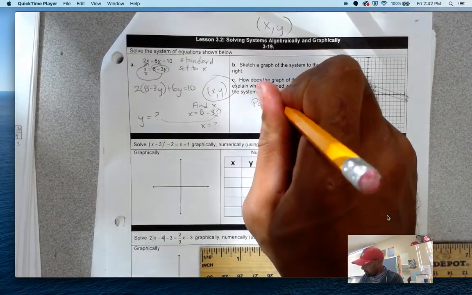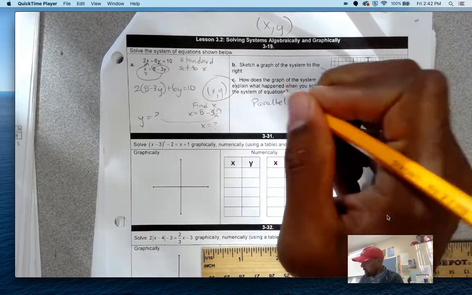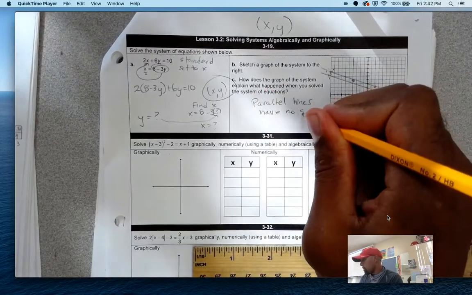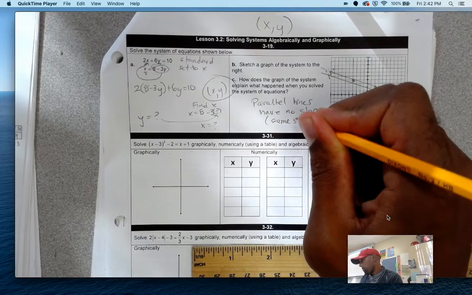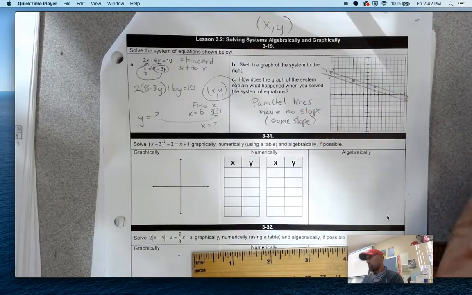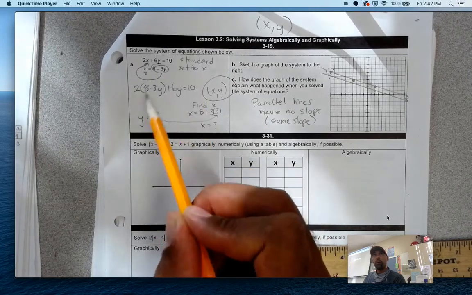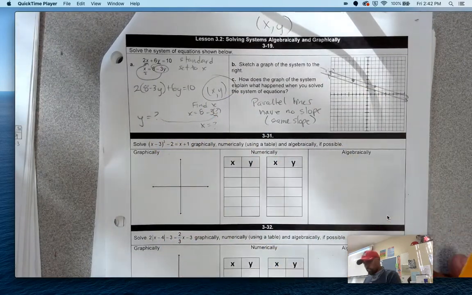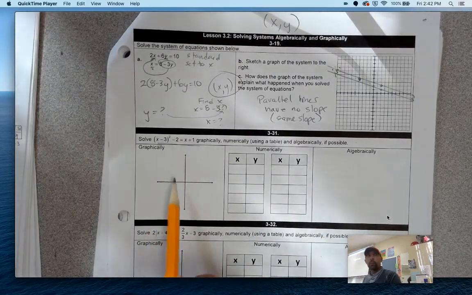Parallel lines, sorry, that's terrible, have no solution. But they do have the same slope. Okay. So you're going to notice something as you're solving this, that you're going to end up with variables canceling out.